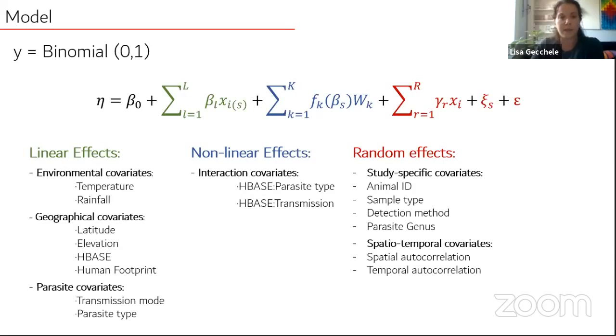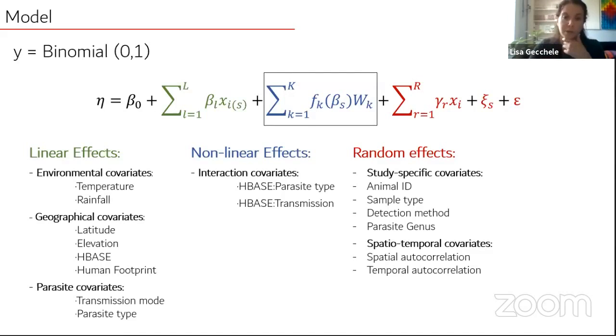You can see it had a bunch of linear effects here in green, which control for environmental, geographical, and parasite covariates, which could influence the overall probability of infection of foxes. In red here, you have your random effects that control for heterogeneity in the data set, and your spatial and temporal effect.